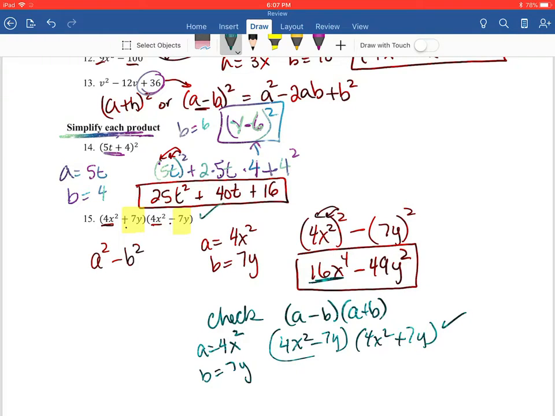That checks with my original value. The order doesn't matter. When I checked it, I put the negative first. That's okay. But this here is going to be your answer for the test.